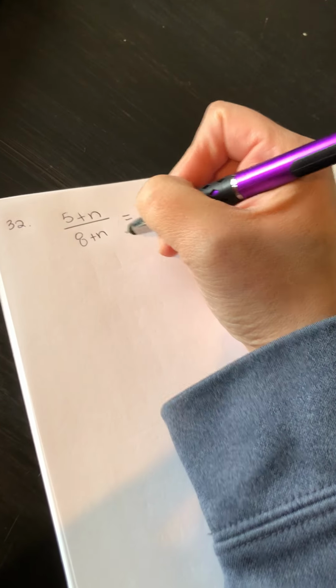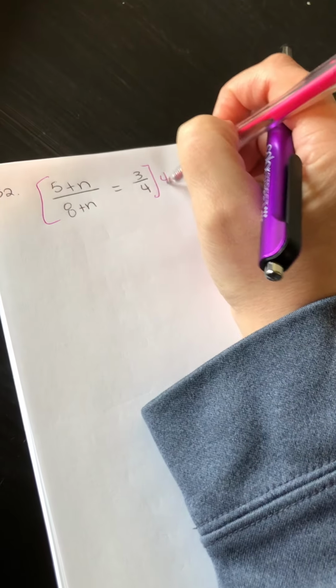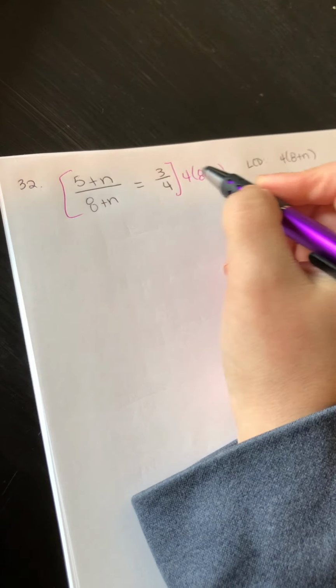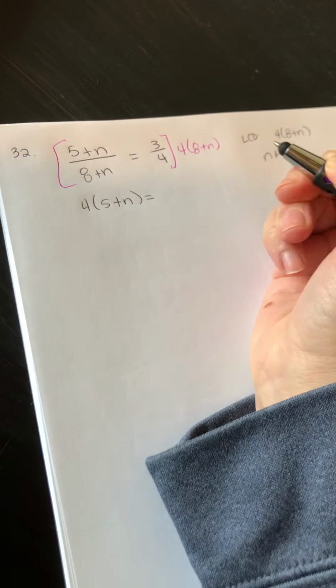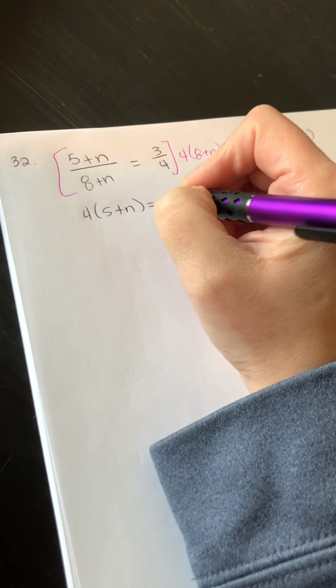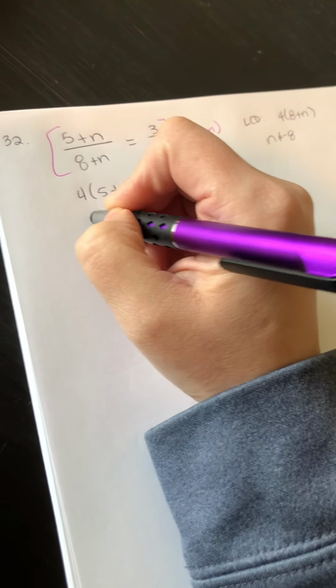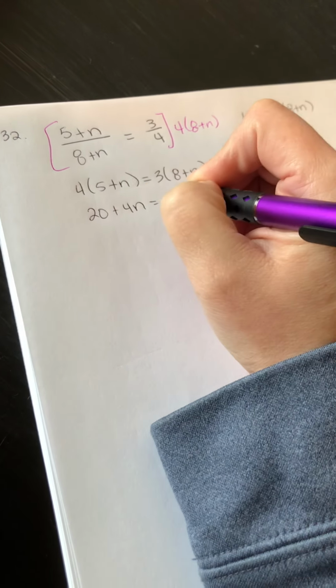So once you translate that into your math, then you just do it the same way. So my least common denominator is these multiplied together, 4 times 8 plus n. And n can't be -8. So as long as I come up with an answer other than -8, it should work. So I'm going to multiply this whole thing by 4 times 8 plus n. When I do this one times this, the 8 plus n's cancel, and I'm left with 4 times 5 plus n is equal to this times this. The 4's cancel. I'm left with 3 times 8 plus n. So I have 20 plus 4n. When I distribute, it's equal to 24 plus 3n.